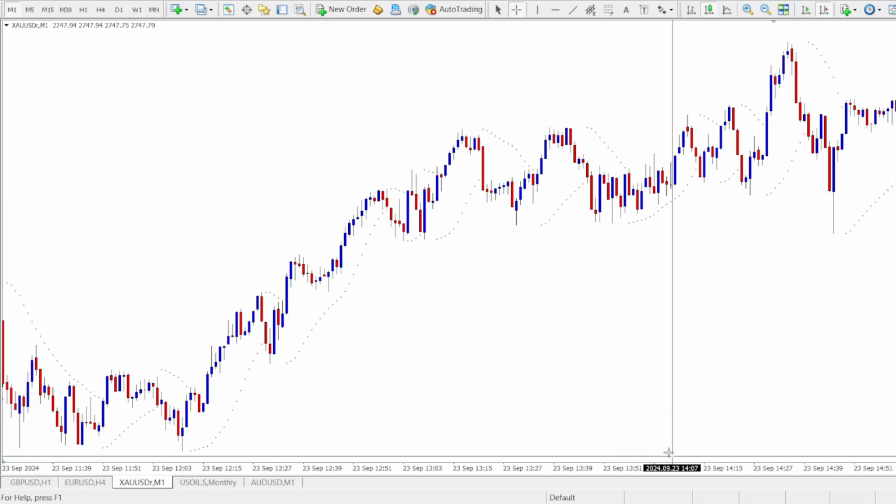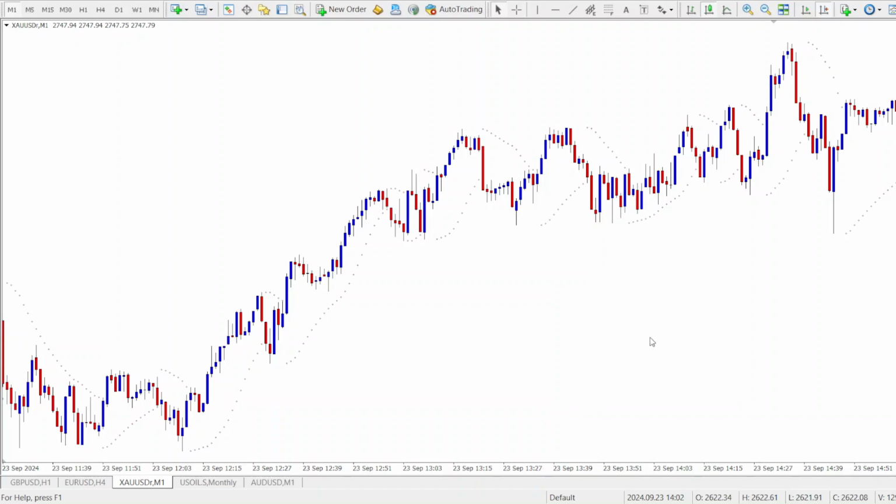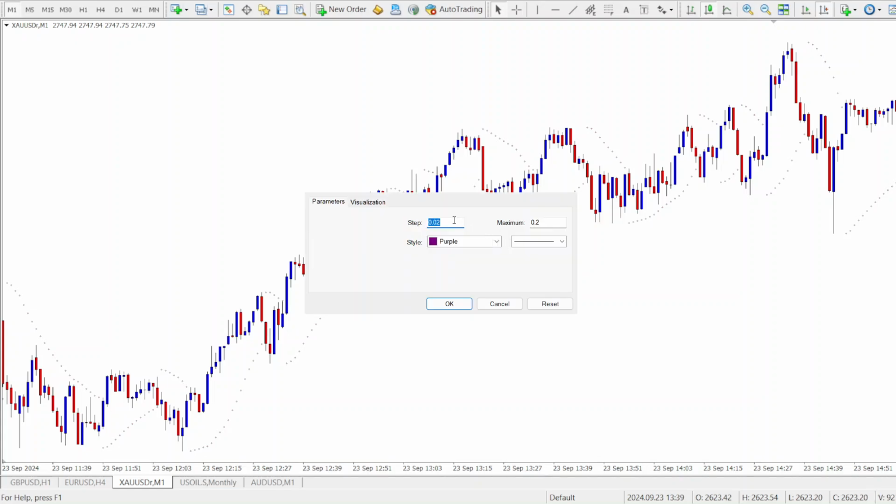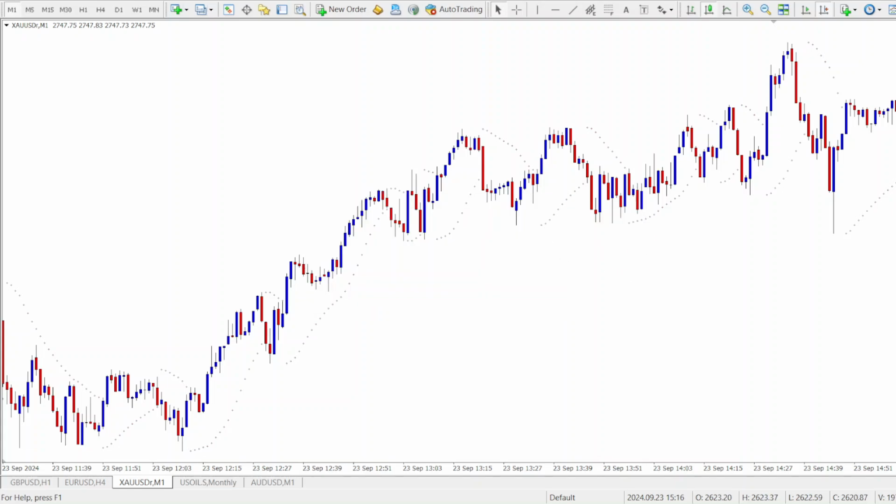Now, for 1 minute charts, I recommend starting with a step of 0.02, as we can see here, and a maximum of 0.2. These settings help in smoothing out the signals without getting whipsawed by market noise. You might need to adjust based on the volatility of the assets you are trading, but this is a solid starting point.